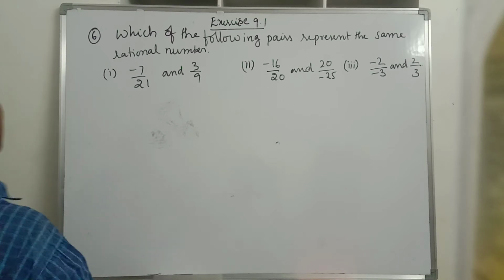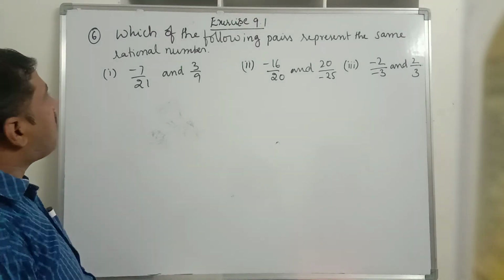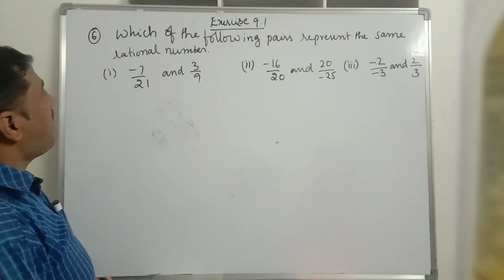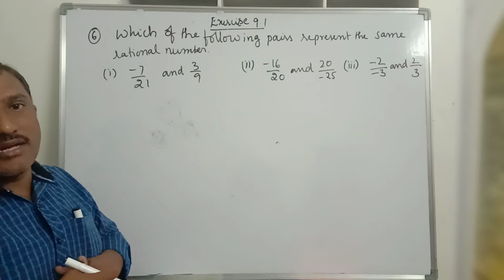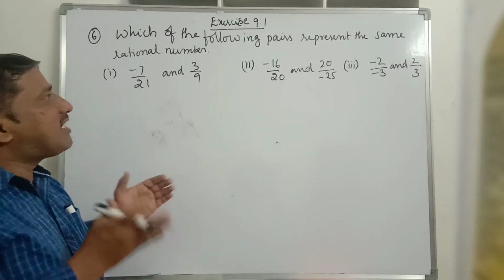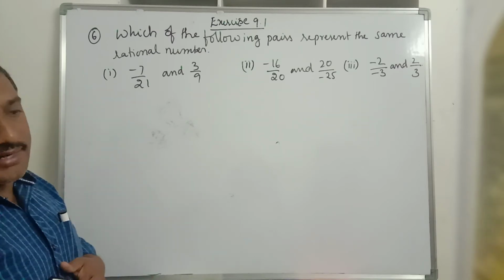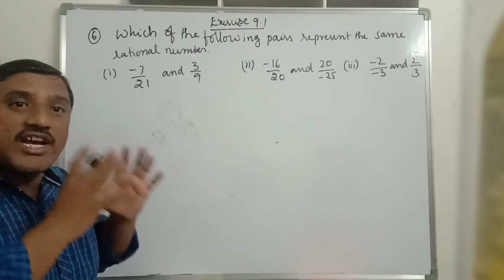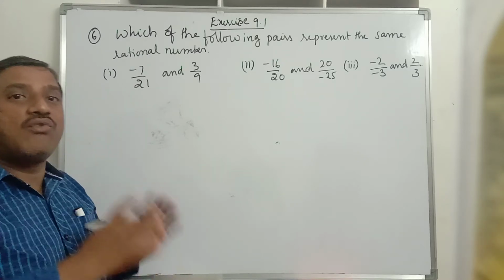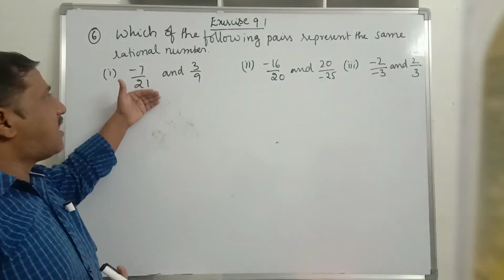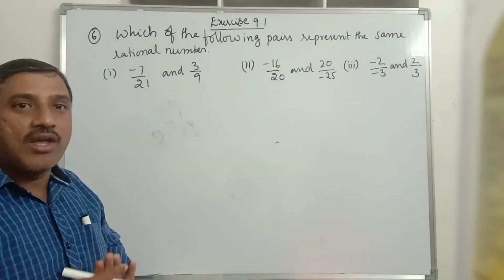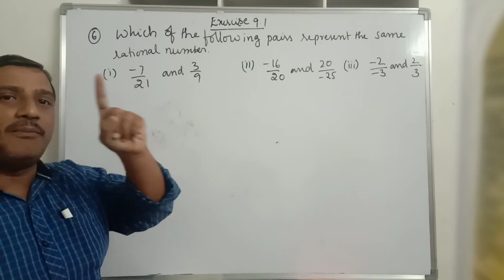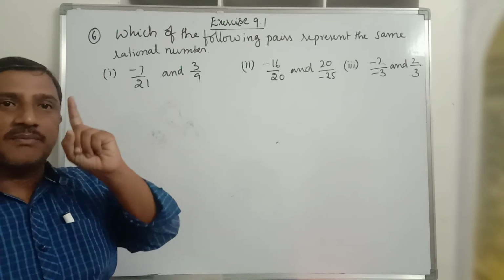Now the sixth question we will discuss from exercise number 9.1. Which of the following pairs represent the same rational number? So pairs of rational numbers are given and we should identify which pair will represent the same rational number. How can you identify they represent the same rational number? We should reduce the rational numbers into their standard form. What is the standard form of a rational number? Always the denominator is a positive integer.